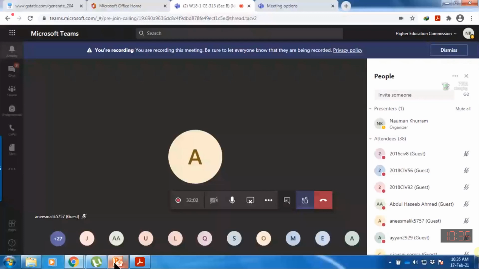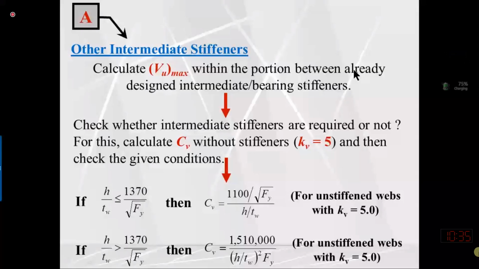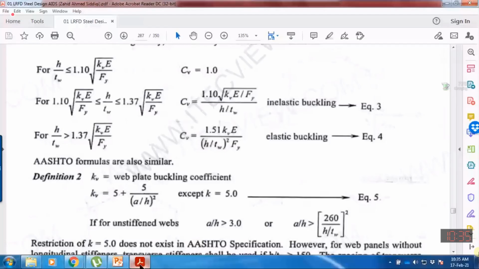So calculate Vu maximum within the portion between already designed intermediate and bearing stiffener. So check whether intermediate stiffener are required or not. For this case, calculate Cv value without stiffener. So what we will do, we will compute the shear capacity of the web without stiffener. So if we are not providing the stiffener, then kv value will be equal to 5. Already we have discussed. So here also, kv value is equal to 5, if we are not providing the intermediate stiffener.